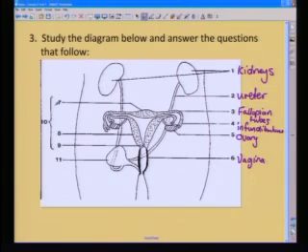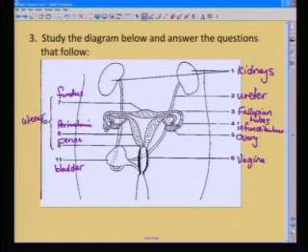7 is the fundus. Remember, it's the top part of the uterus, so that's the fundus. 8 is going to be the outside, so I would put it as the perimetrium. It's the outside of the uterus. 9, cervix. 10 is the bladder. 11 is the bladder. 10, well, it's grouping all of these together, so that would be the uterus.